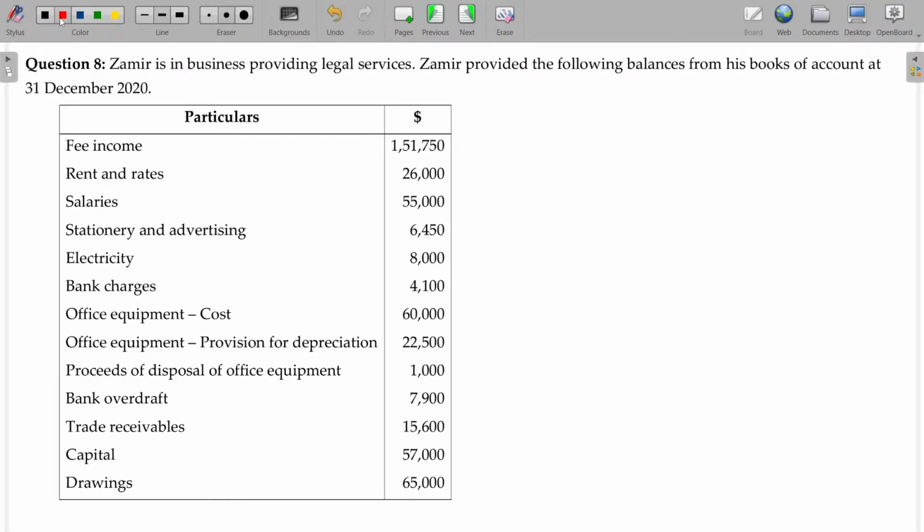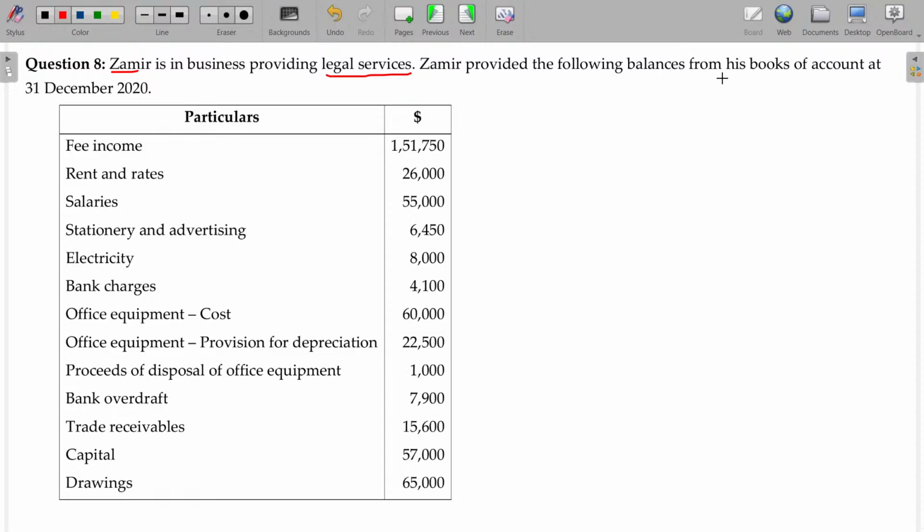Let's try to solve the question number 8. Zamir is in business providing legal services. See, if it is being the legal services, usually you don't have any opening stock or closing inventory. We don't have inventory, so opening or closing inventory we don't have. Then the sum becomes very easy.